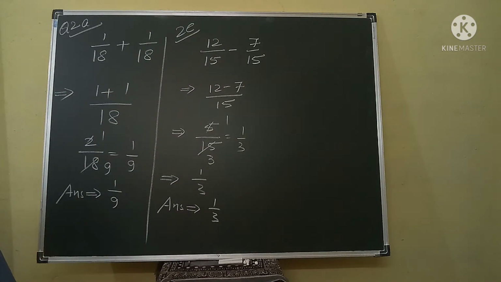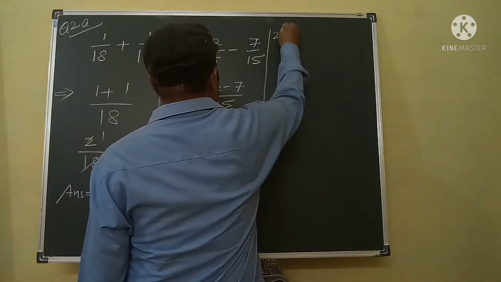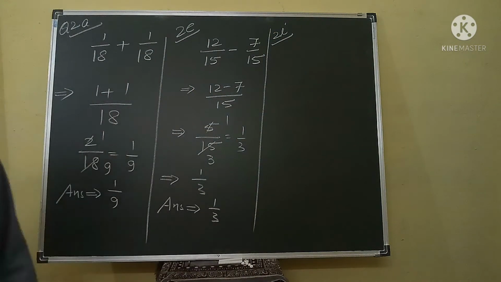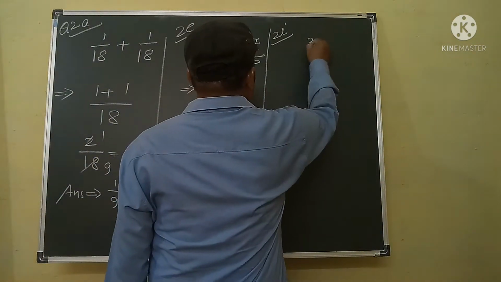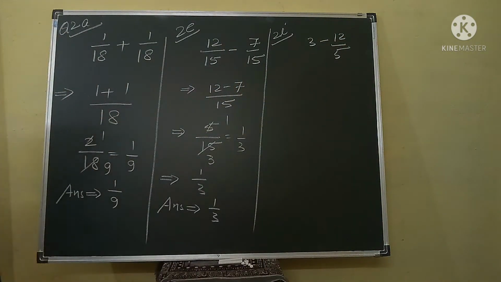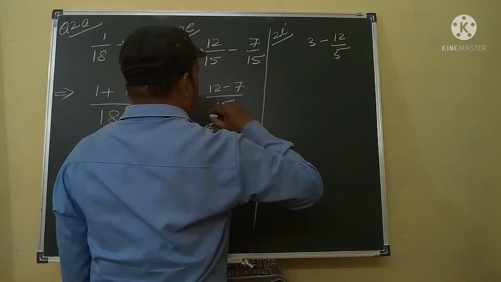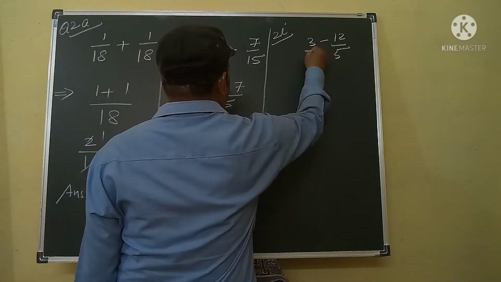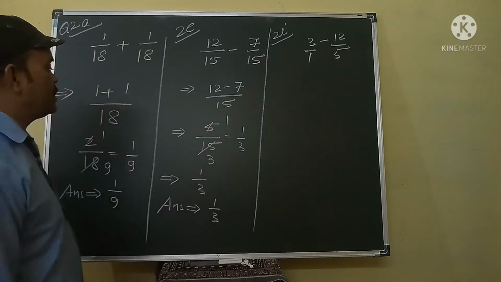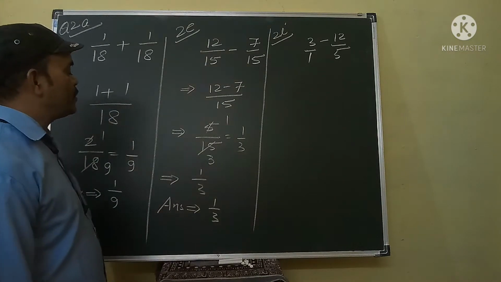Again, your question 2i. Question number 2i: 3 minus 12 upon 5. How will you do it? As you know very well, this is 3 and this is 12 upon 5. We can write 3 as 3 upon 1. 3 upon 1 means 3.